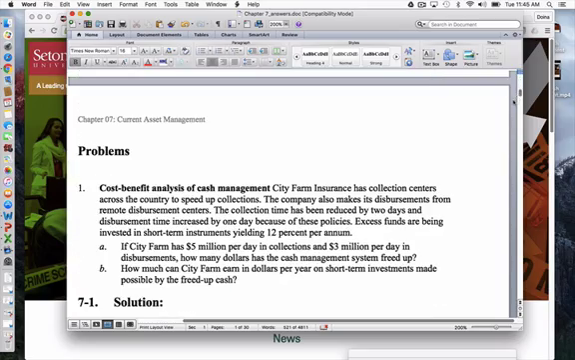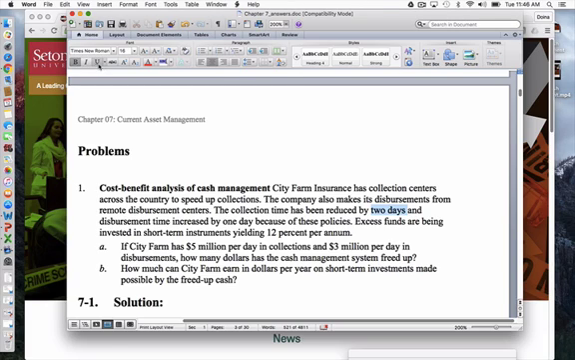Let's do some problem solving. Cost benefit analysis of cash management, like the one we did in the previous recording. So this insurance business has collection centers for speeding up collections across this country. The company also makes its disbursements from remote disbursement centers, so that's for slowing down disbursements. The collection time has been reduced by 2 days. We are going to need that.